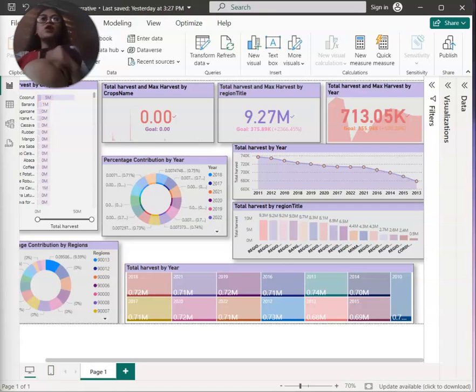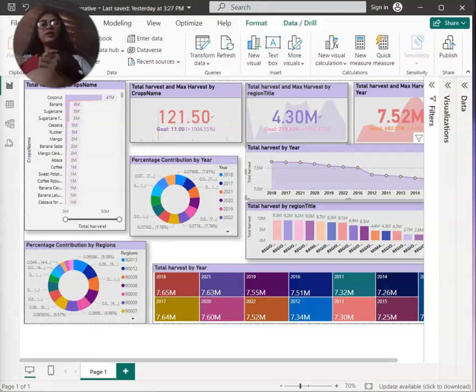Today, I'm going to talk about a data visualization project. This project involves analyzing and presenting information about agricultural crops. I am using a powerful data visualization tool to help us understand these insights more clearly. So, as you can see, I am using a Power BI dashboard.